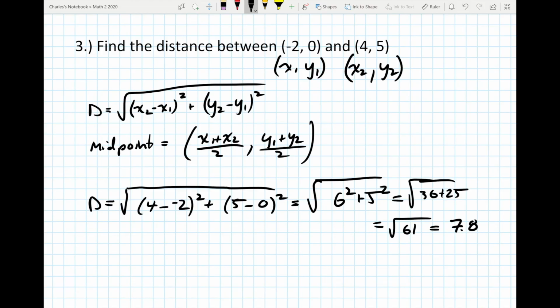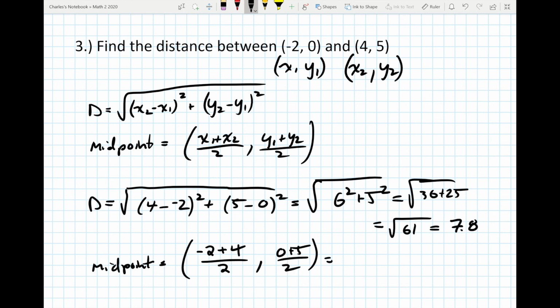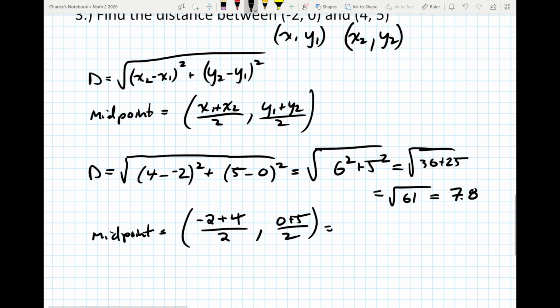And the midpoint is going to equal x1 plus x2, so negative 2 plus 4 divided by 2, comma, 0 plus 5 divided by 2, which is going to equal negative 2 plus 4 is 2 divided by 2, comma, 5 divided by 2, which is 1, comma, 2.5.